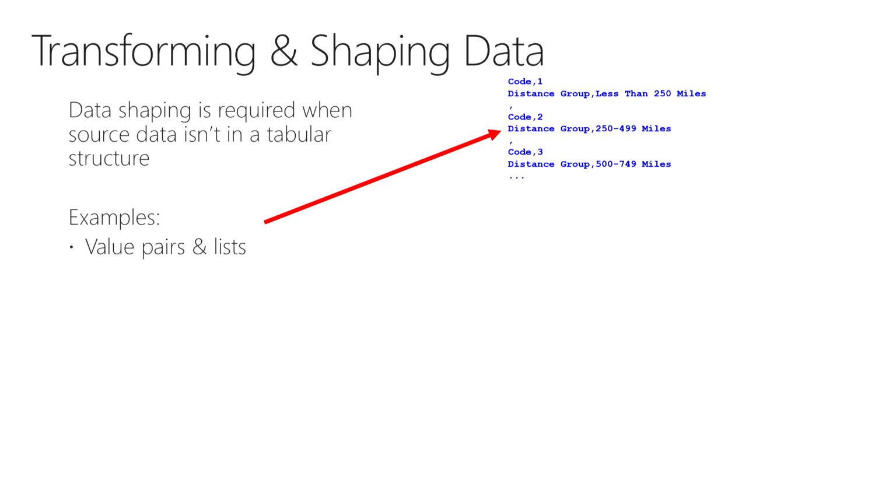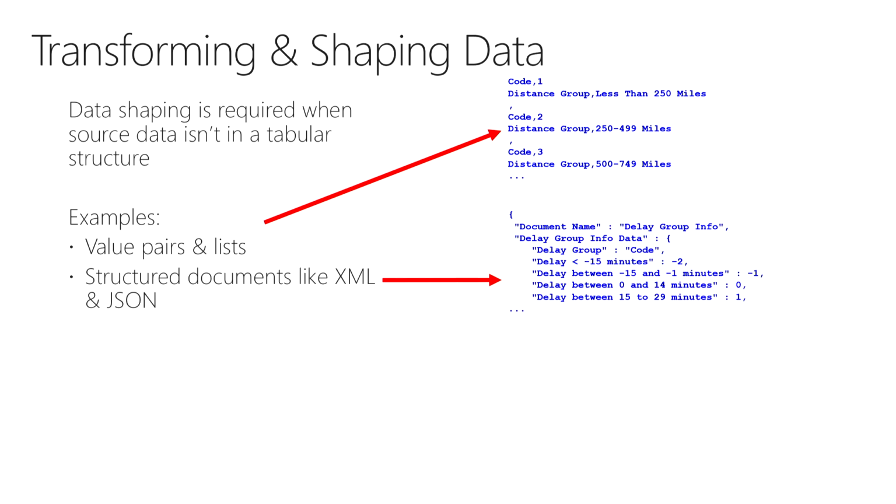So these are our distance groups where I have a code that has an integer value, and then that has a text value associated with it. But you can see that it's in this list that isn't really in tabular form.